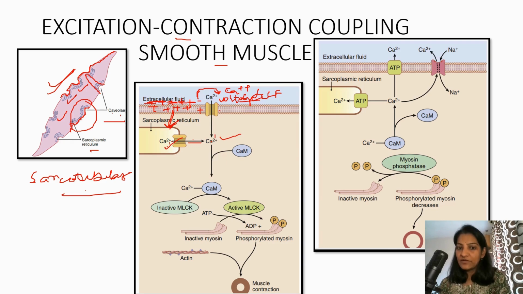This calcium is coming from ECF, this is coming from the sarcoplasmic reticulum, and this calcium is now in increased concentration. This calcium will bind to calmodulin protein, whereas in skeletal muscle we have seen it was troponin. Here in smooth muscle it is calmodulin, and the calcium calmodulin complex is ultimately going to produce the phosphorylation of myosin, which will lead to the muscle contraction.